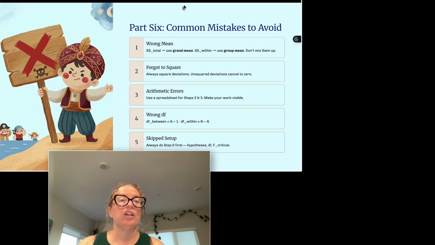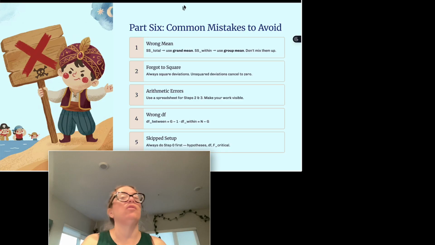I've seen students calculate x minus m and then just add them all up without squaring. So if you don't square, negatives and positives cancel each other out and you'll get 0 or near 0, which is obviously wrong. Always square. Every deviation score squared. The third mistake is arithmetic errors in the heavy steps.